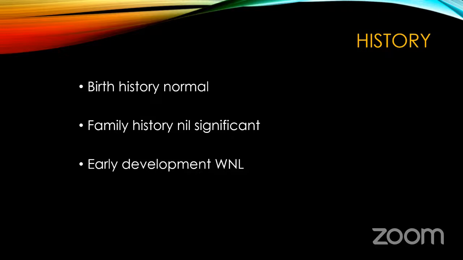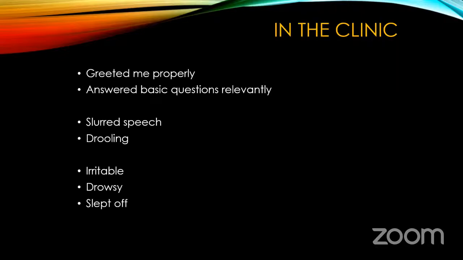When I saw the child, history was normal, nothing in family history. Every early development was within normal limits, nothing there. In the clinic, he greeted me very well. This was, I think, 5 years old. Answered basic questions very relevantly, but he had slurred speech. He was drooling. And then he started becoming very irritable, became drowsy, and he slept off.